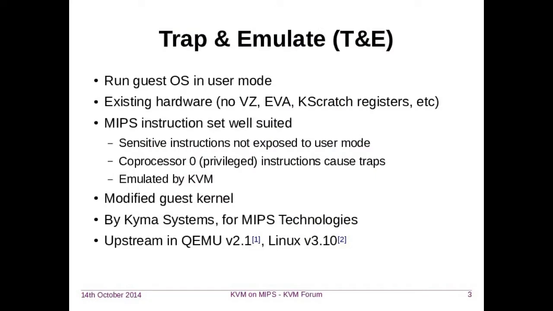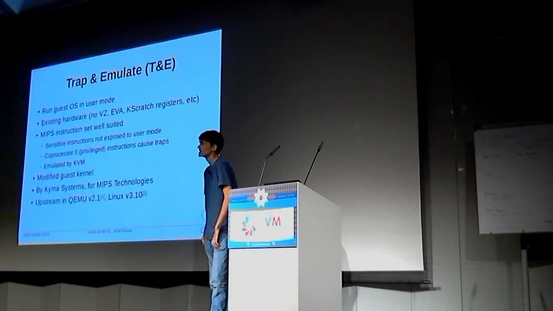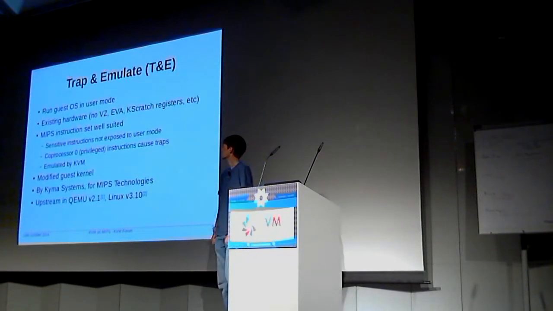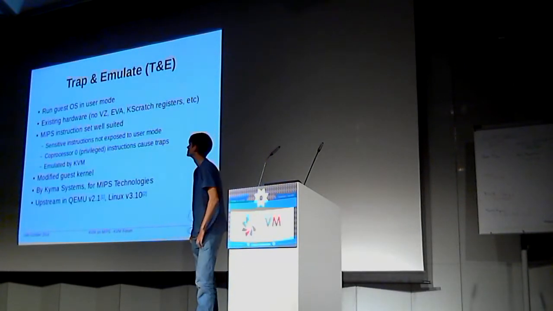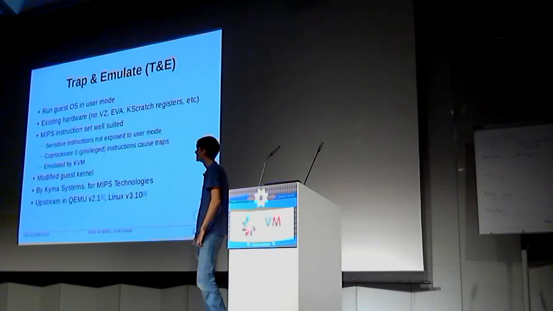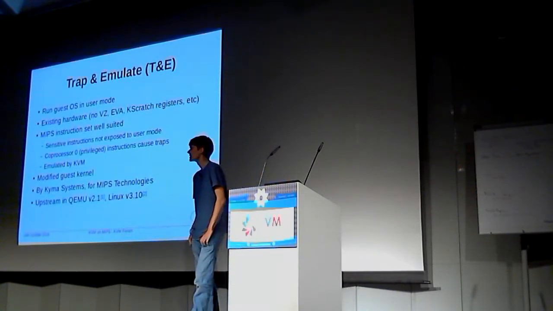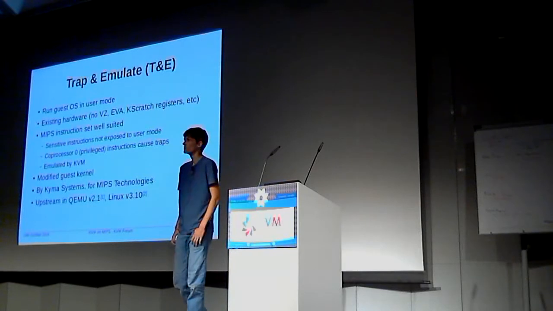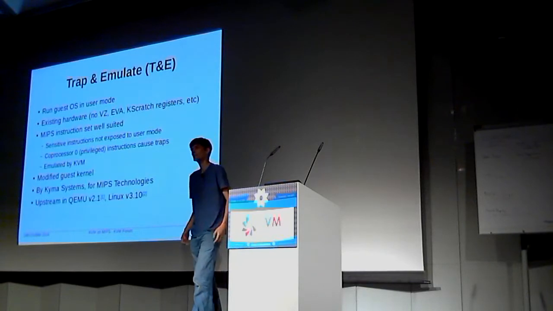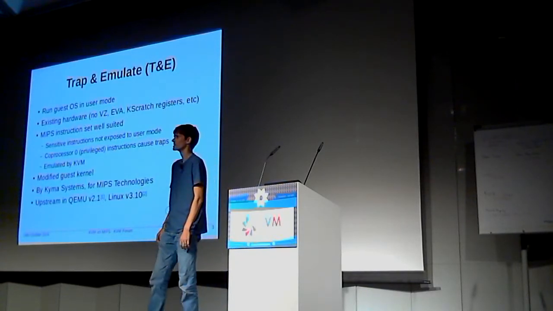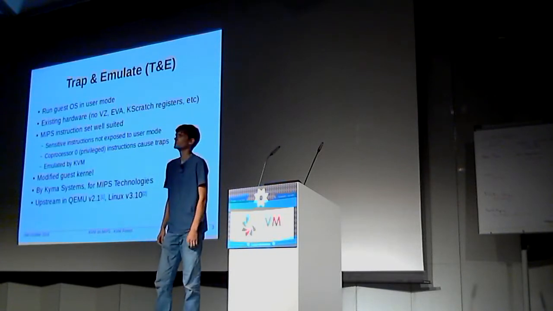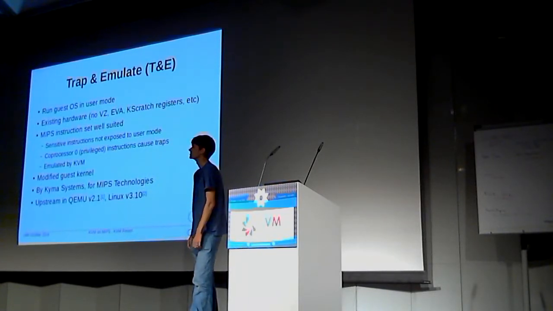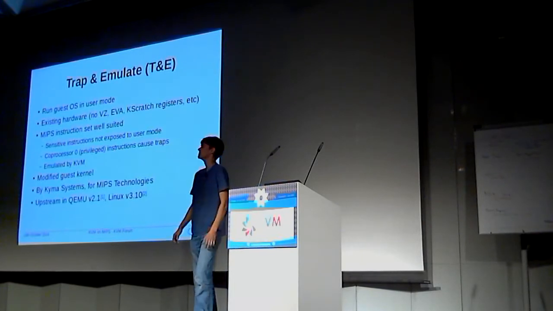So trap and emulate is the first approach that you can use to emulate a MIPS processor on a MIPS with KVM. The basic approach is to run the whole guest operating system within user mode. And this allows it to run on all sorts of existing hardware that's out there, even without various newer features which are available in newer cores. Some of the problems I'm going to look at are easier to solve with these newer features, but in order to get compatibility with as much hardware as possible, we don't use them.